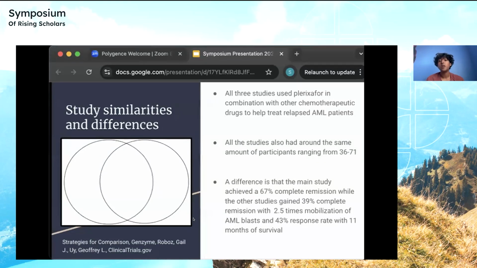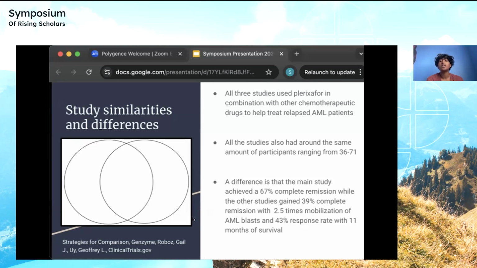Quite obviously, all three studies use Plerixafor in combination with other chemotherapeutic drugs to help treat relapsed AML patients. All the studies also had around the same amount of participants, ranging from about 36 to 71 participants, and this means all the results were fair game. They shouldn't skew the results.